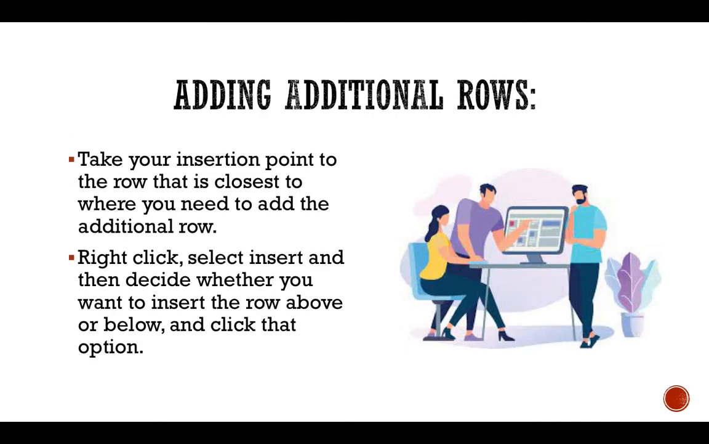Adding additional rows. Take your insertion point to the row that is closest to where you need to add the additional row. Right-click, select Insert, and then decide whether you want to insert the row above or below, and you click that option.